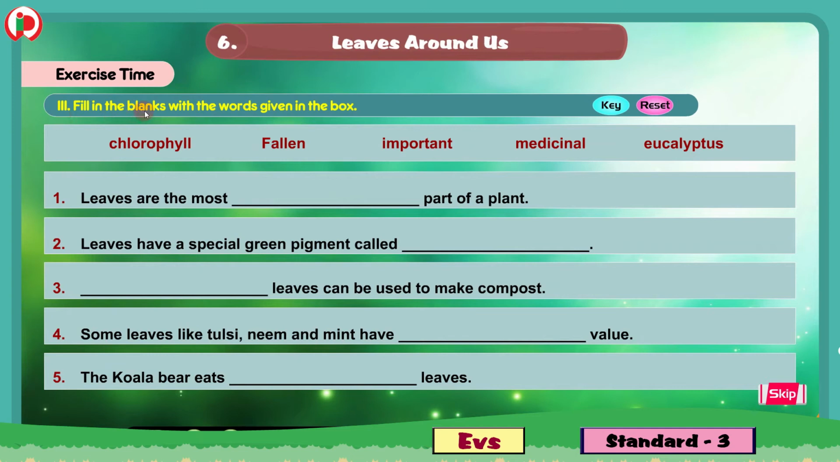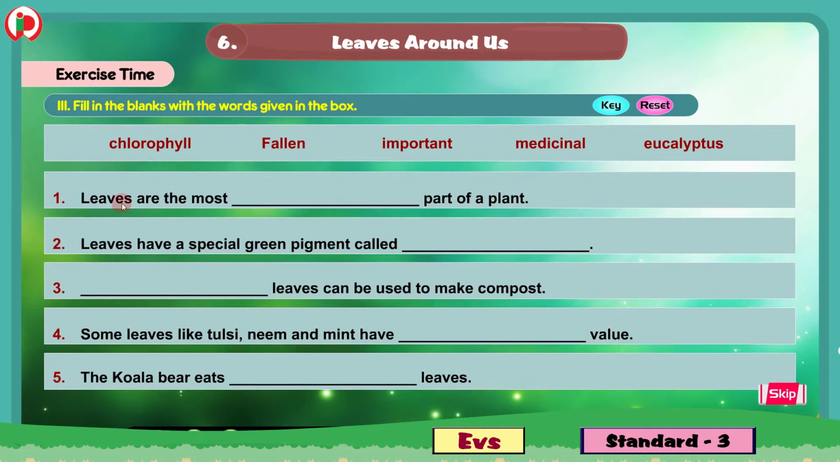3. Fill in the blanks with the words given in the box. Children, here we have few words given in this box, and with the help of these words we have to fill in the correct word in these given blanks to make a complete correct sentence. The words given are chlorophyll, fallen, important, medicinal, eucalyptus. So these are the words we have to fill in these blanks to form a correct sentence.